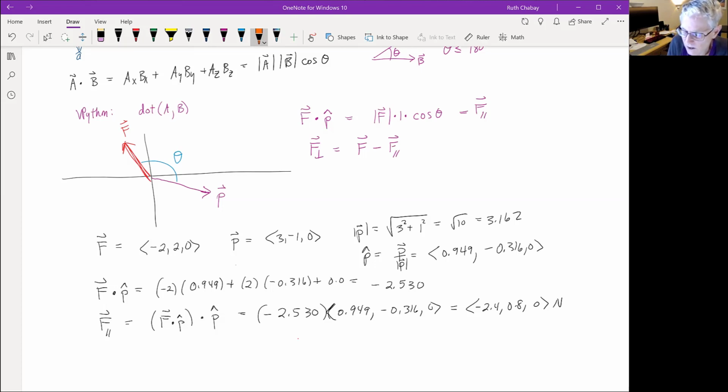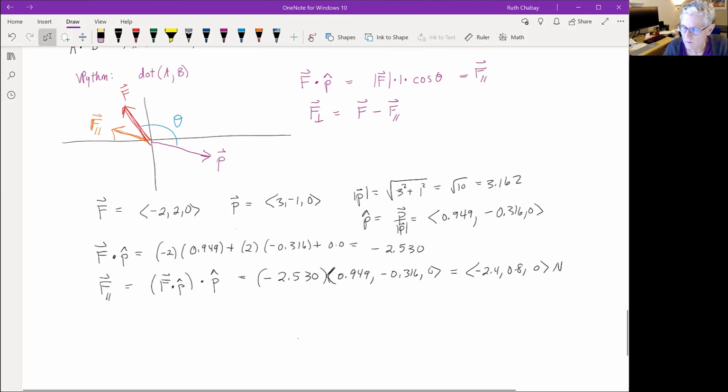So it's negative x, positive y. That makes sense. So this is going to be the component of F parallel to P. Notice that, again, parallel just means along that line. In this case, it's actually acting opposite to the momentum.